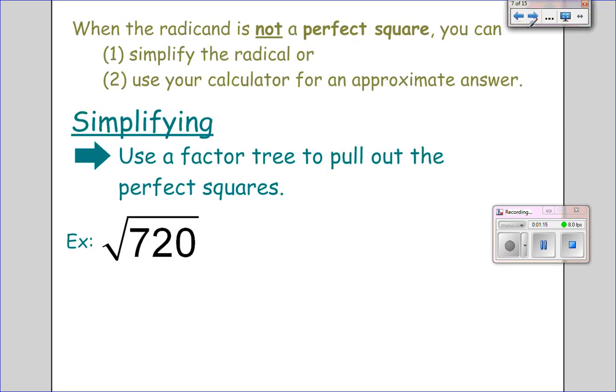Alright, now the radicand is not always going to be a perfect square. When it's not a perfect square, for example, not 36, 49, 64, then we can simplify the radical or use your calculator. Well, most of the time we're not going to use our calculator, so we're going to have to learn how to simplify the radical. So we're going to pull out factors of the number.